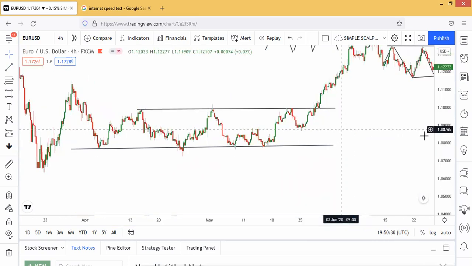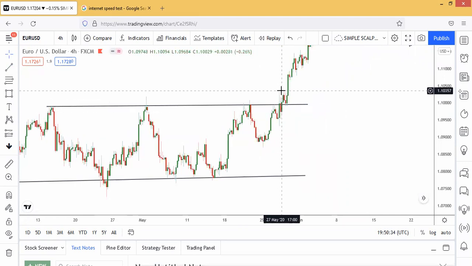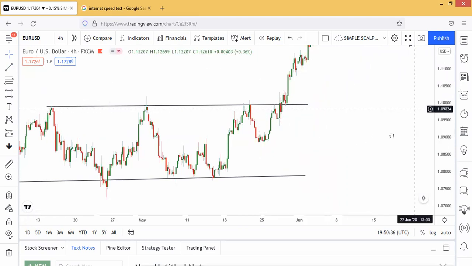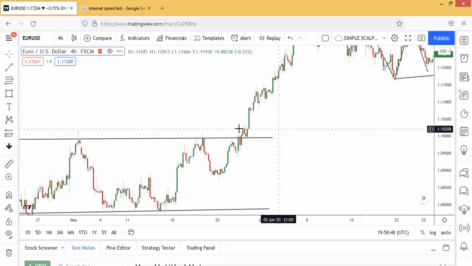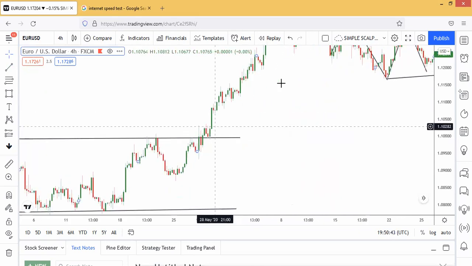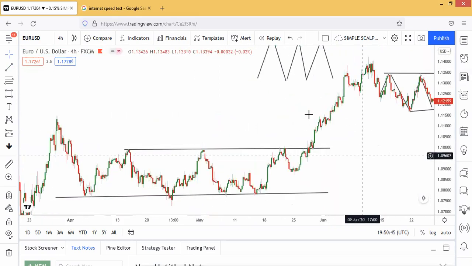Look, after the breakout, what happened? The tips I shared with you. Price broke up. See, wait for a retest, then the continuation candle. Price shot up, skyrocketed. No doubt about it, guys.